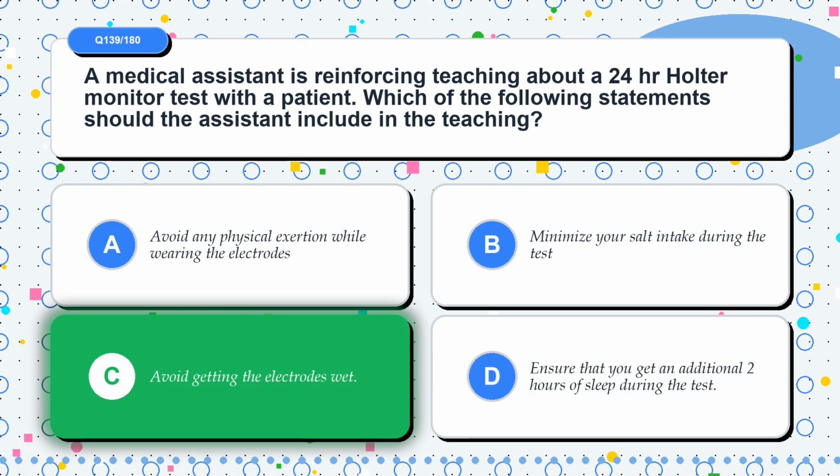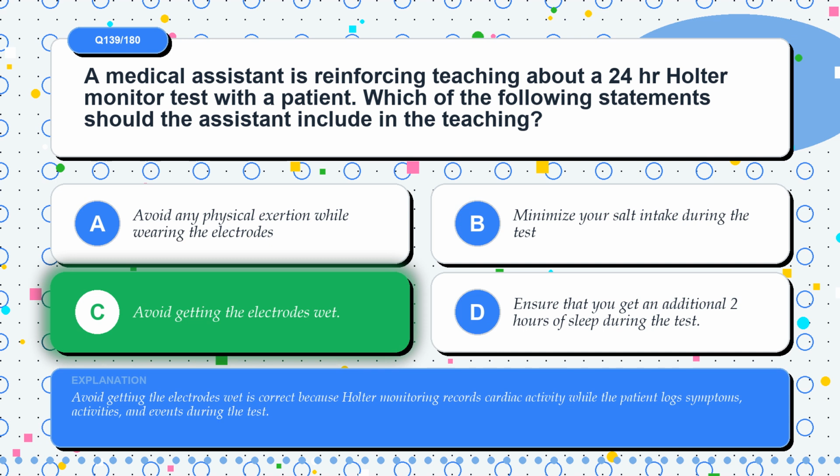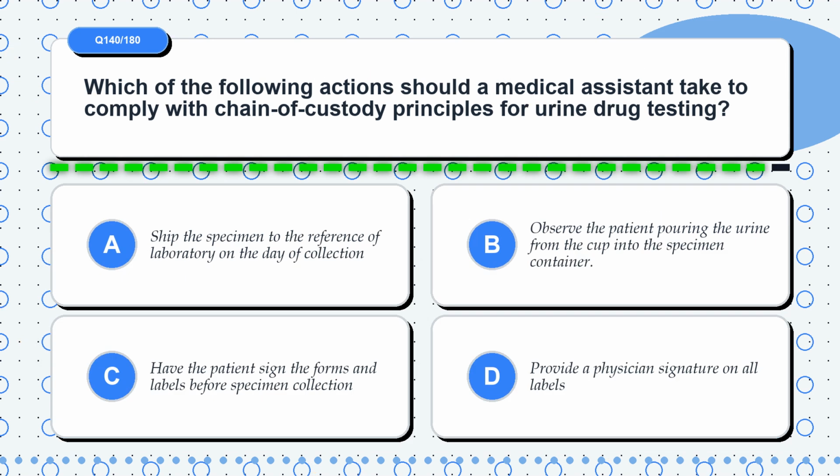The correct answer is option C. Avoid getting the electrodes wet. Avoid getting the electrodes wet is correct because Holter monitoring records cardiac activity while the patient logs symptoms, activities, and events during the test.